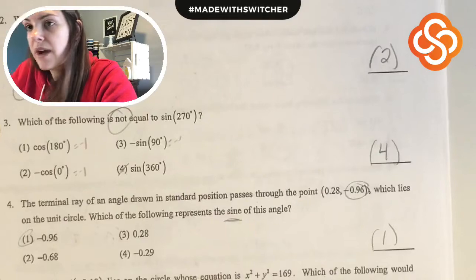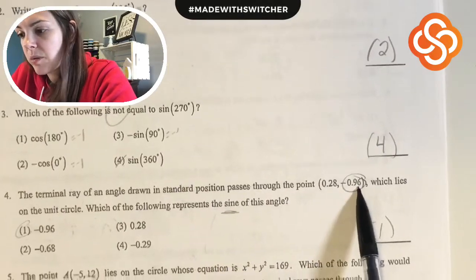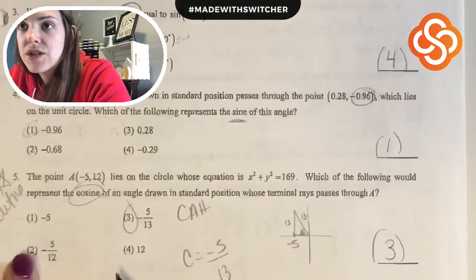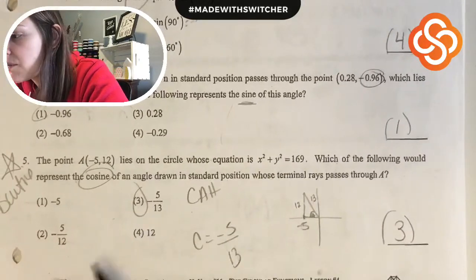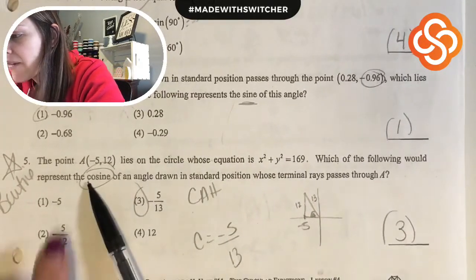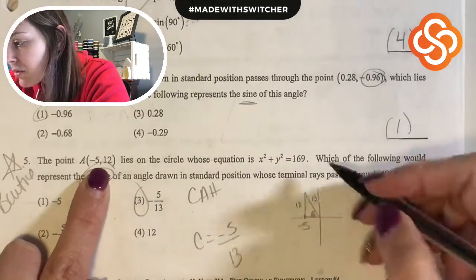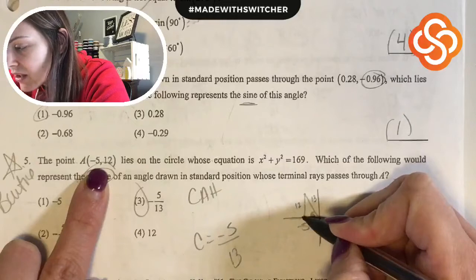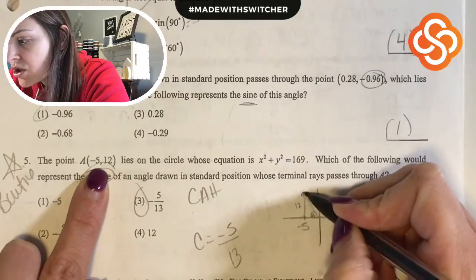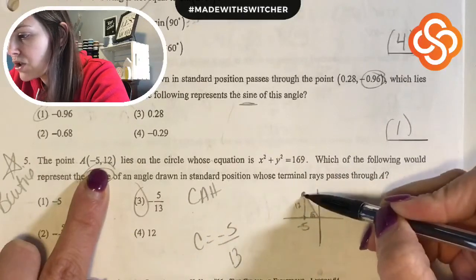This is our terminal ray. Again, the sine is the y value, so we pick that one. And I do want to have you take a look at number 5 here. So this one's important. So it says we have a point negative 5, 12. So we actually want to draw that point negative 5, 12. And so we should know that that's going to be in quadrant 2.